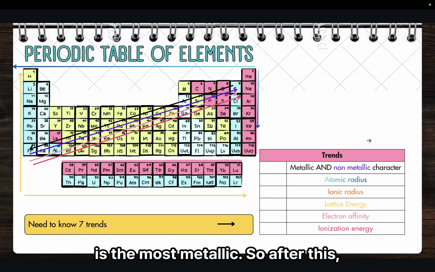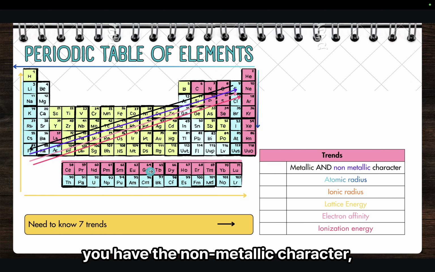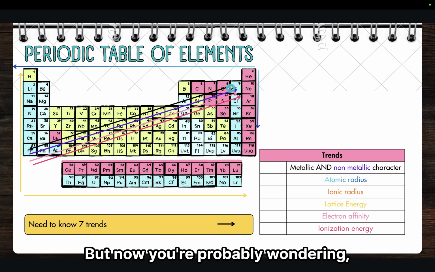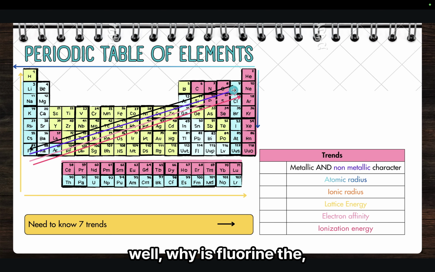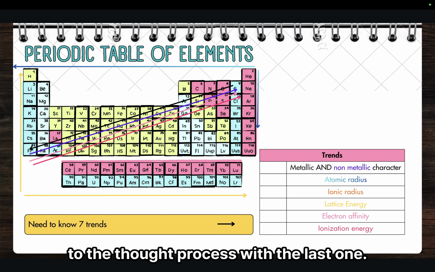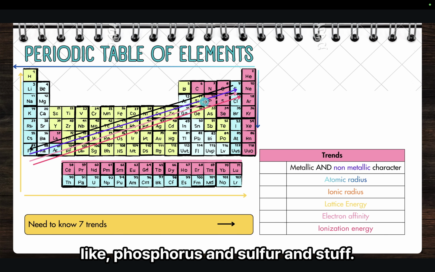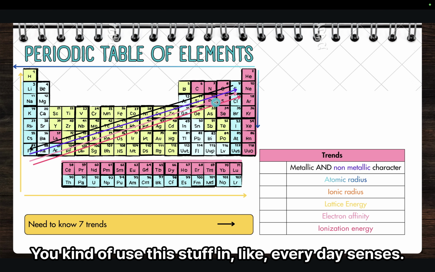So after this, you have the non-metallic character, which is the complete reverse. So obviously all the metals are going to be a lot less non-metallic versus these non-metals here. But now you're probably wondering, well, why is fluorine the most non-metallic? This is similar to the thought process with the last one. So down here you have phosphorus and sulfur and stuff. You use this stuff in everyday senses.